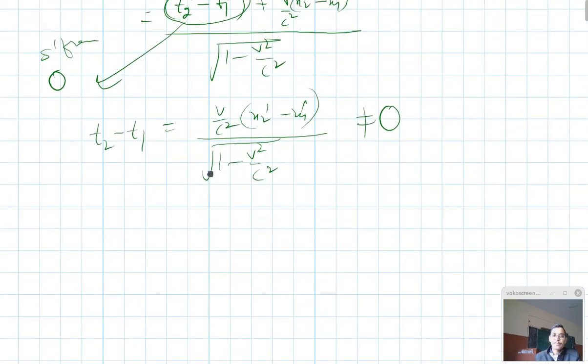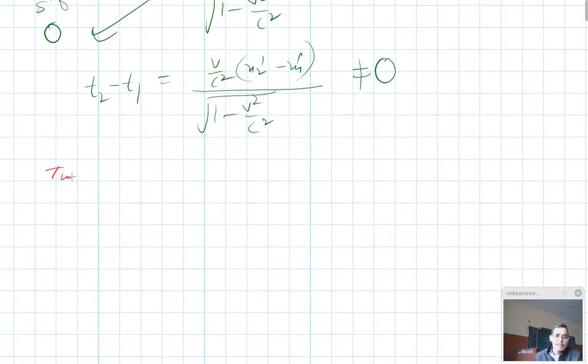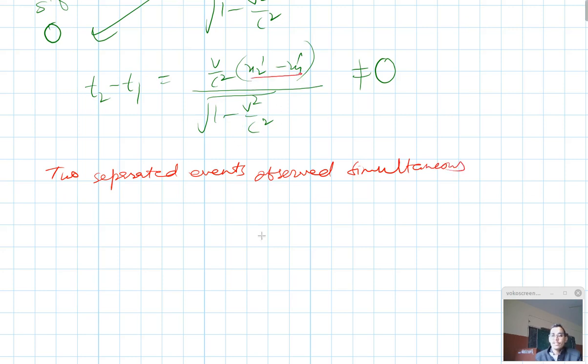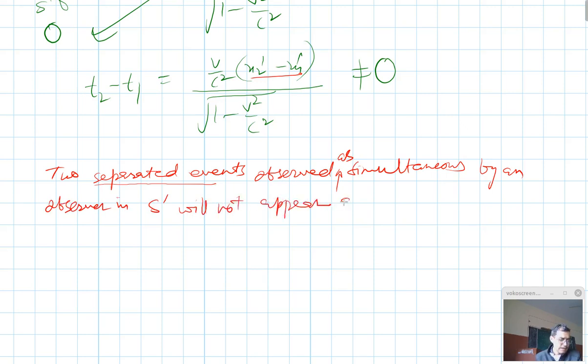So this means that two separated events observed as simultaneous by an observer in S prime will not appear as simultaneous to an observer in frame S. Separated means x2 minus x1 is different from 0; because of this I have used the term two separated events. That's what we are concluding out of this.